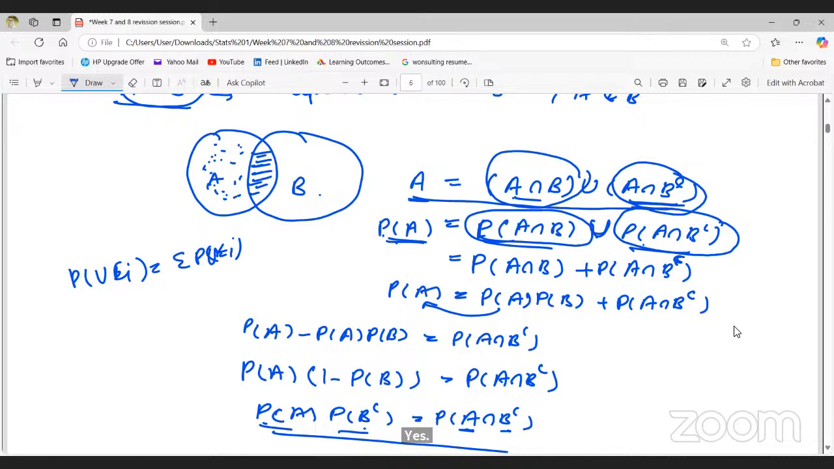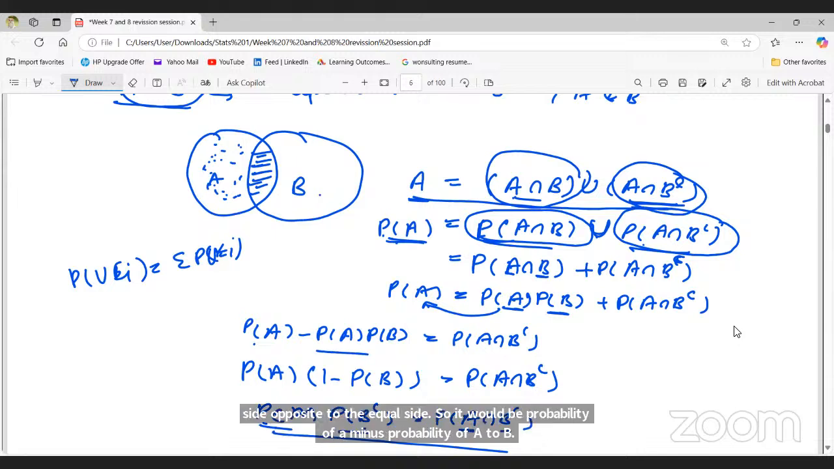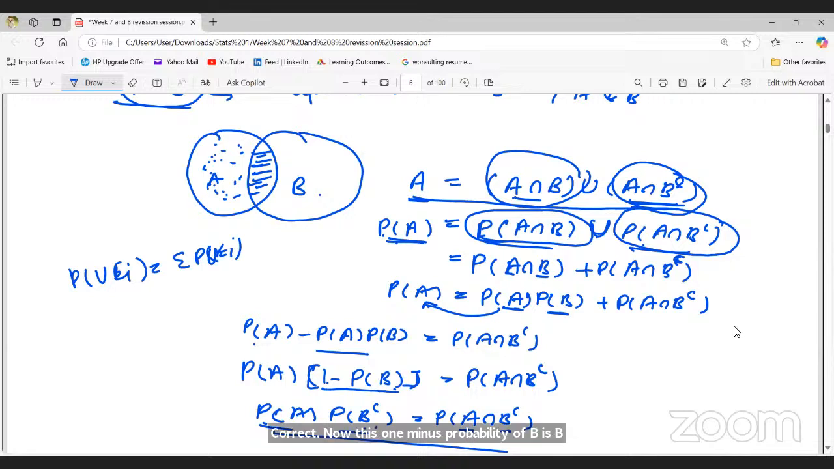Now I said that A and B are independent. So I can write it as probability of A into probability of B. Correct. Now I'm taking this to the side opposite the equal sign. So it would be probability of A minus probability of A into probability of B. Yes, ma'am. Correct. Now I'm taking probability of A common, so it would be 1 minus probability of B. Now this 1 minus probability of B is probability of B complement. Got it? Yes, ma'am. Got it.